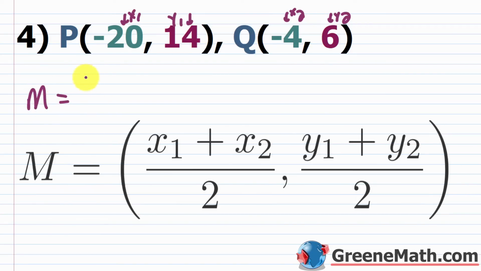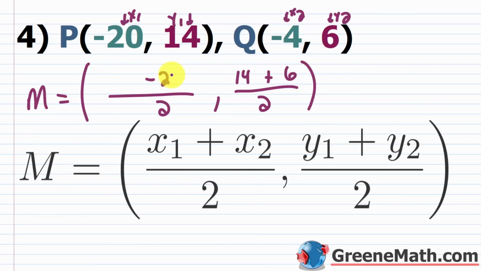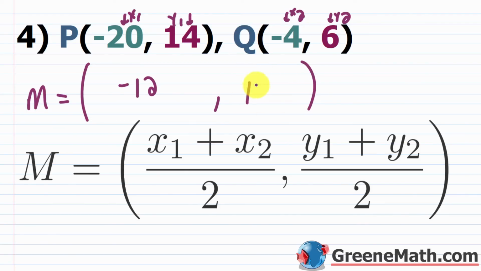So M, the midpoint, is going to be x sub 1 plus x sub 2, let me write this out. So negative 20 plus negative 4, and then we're going to divide by 2, and then comma. Over here, we're going to go y sub 1, which is 14, plus y sub 2, which is 6, and then divide by 2. So negative 20 plus negative 4 is going to be negative 24, and this is divided by 2, so this will end up being negative 12 for the x coordinate. Then here, 14 plus 6 is 20, so this is 20 over 2, which is going to be 10. So when we think about the midpoint, it's going to be negative 12, comma, 10.